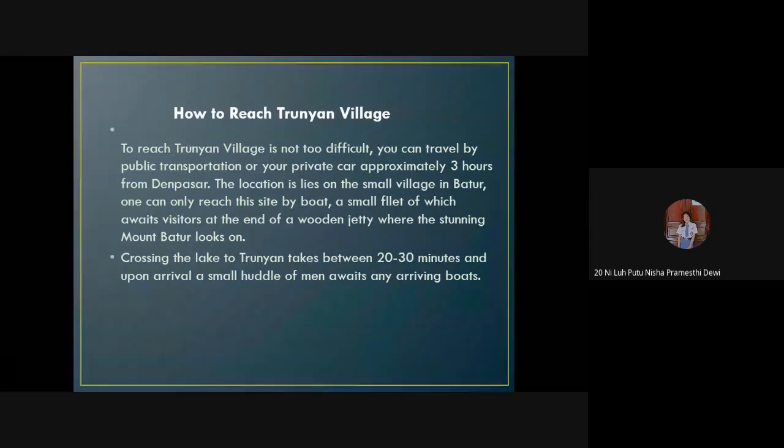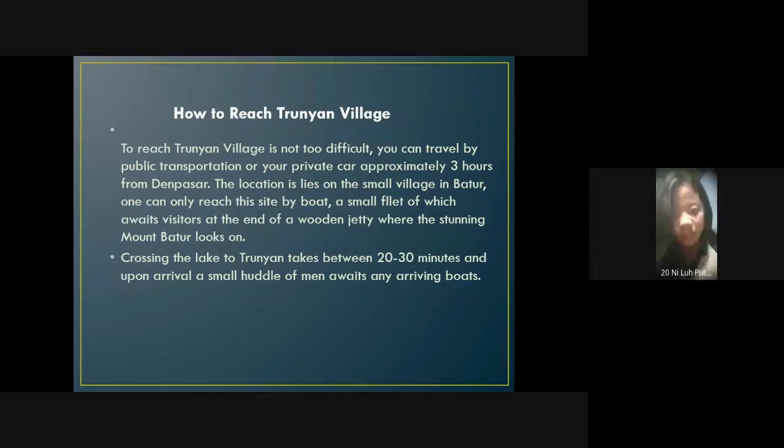It is approximately 3 hours from Denpasar. The location is on a small village in Batur. One can only reach this site by boat. A small village awaits visitors at the end of a wooden jetty, where the sunrise of Mount Batur looks on. Crossing the lake to Trunyan takes between 20 and 30 minutes, and upon arrival, a small huddle of men awaits every arriving boat.